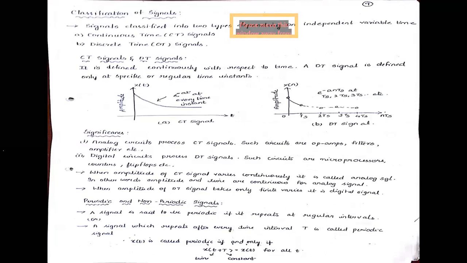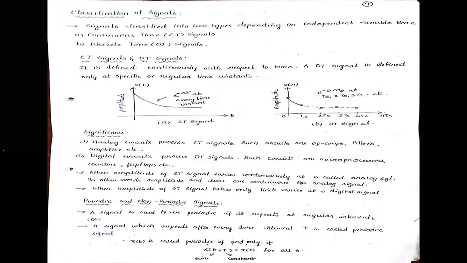So with this, the orthogonal concept is completed with some examples. Today we solved 3 examples, and in the previous class also we solved 3 examples. Coming to today's topic, another topic is classification of signals.